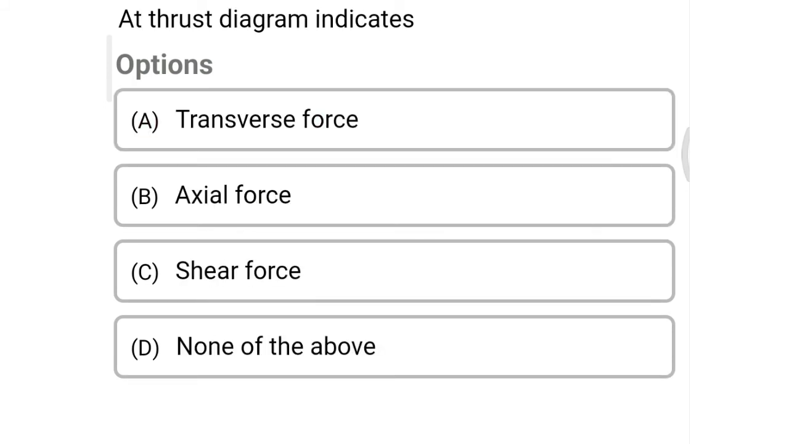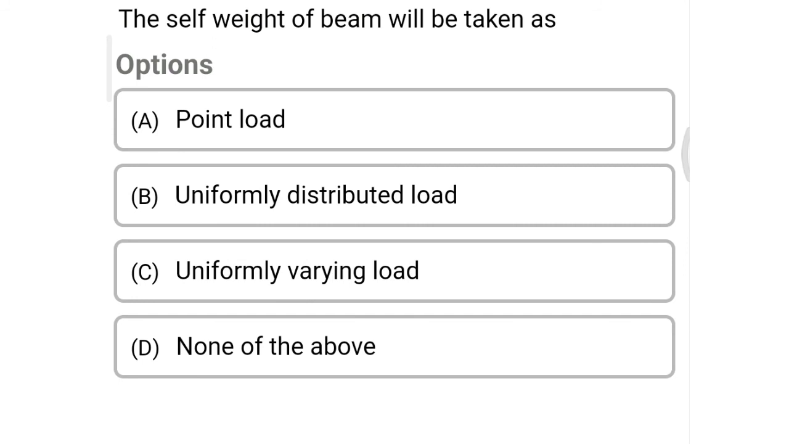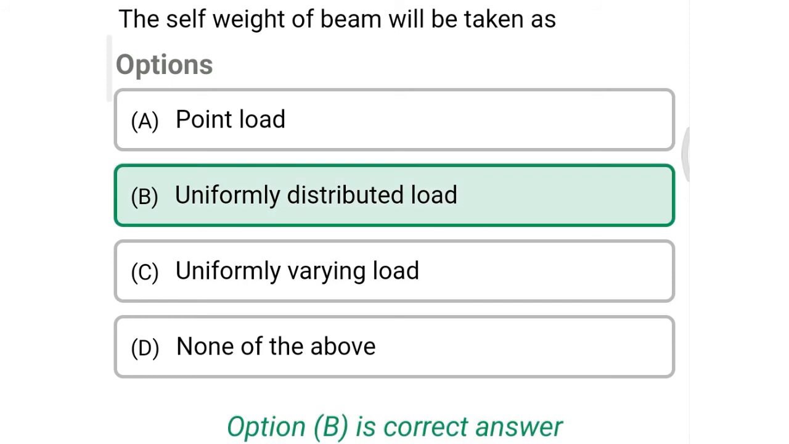So next question, a truss diagram indicates option A transverse force, option B axial force, option C shear force, option D none of the above. So the correct answer is option B axial forces. So next question, the self weight of the beam will be taken as option A point load, option B uniformly distributed load, option C uniformly varying load, option D none of the above. So the correct answer is option D uniformly distributed load.